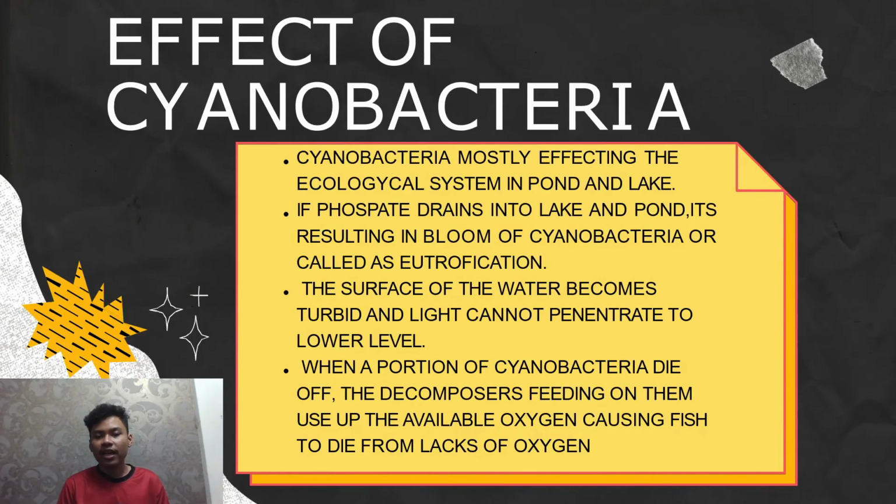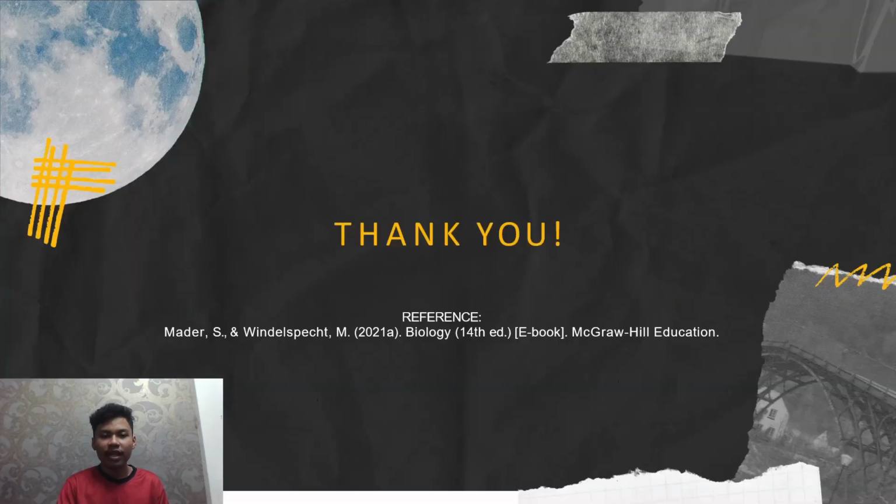Effect of cyanobacteria in the ecosystem. Cyanobacteria mostly affect the ecological system in ponds and lakes. If phosphate drains into a lake or pond, it results in a bloom of cyanobacteria, also called eutrophication. The surface of the water becomes turbid and light cannot penetrate to lower levels. When a portion of the cyanobacteria die off, the decomposers feeding on them use up the available oxygen, causing fish to die from lack of oxygen.